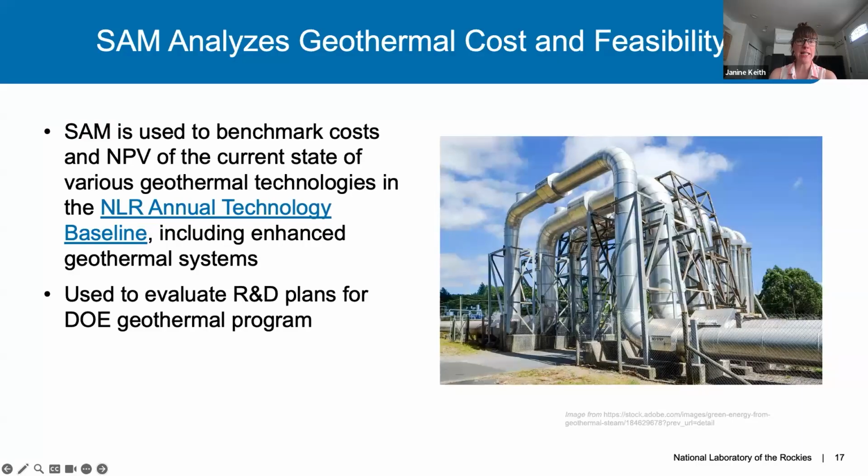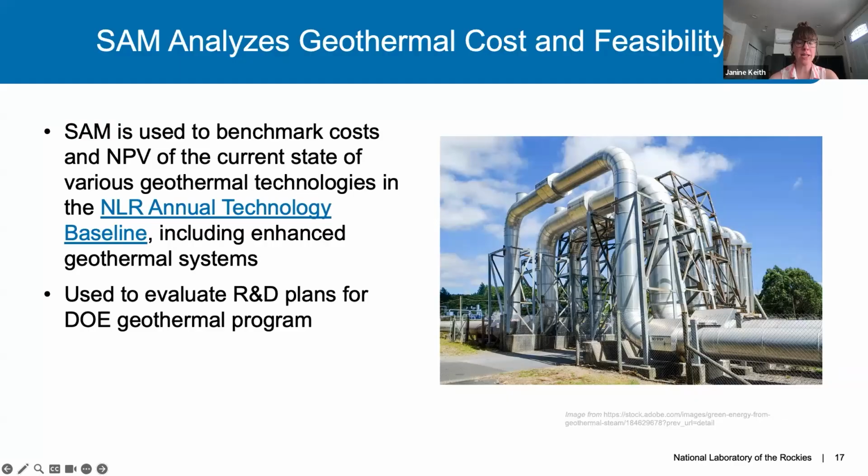The first one I'd like to highlight is actually projects at the National Lab of the Rockies, where we are analyzing geothermal cost and feasibility using SAM. So many analysts internally use SAM to benchmark the costs of different geothermal technologies using some fairly detailed geothermal cost models that have been implemented in SAM, as well as to calculate the net present value of the current state of various different geothermal technologies.